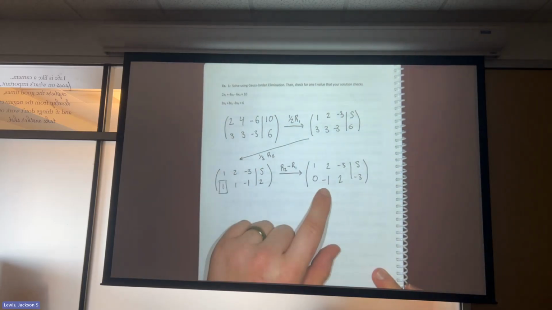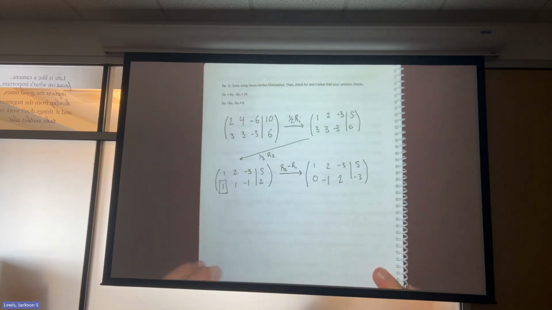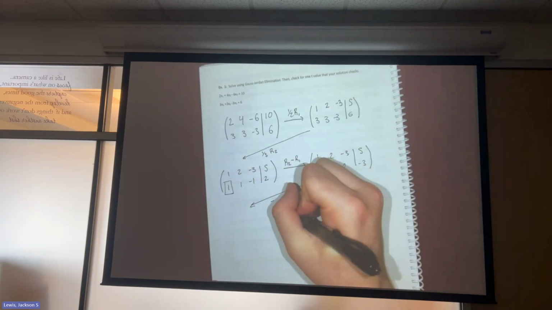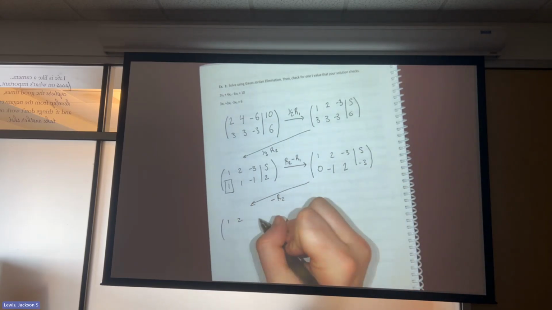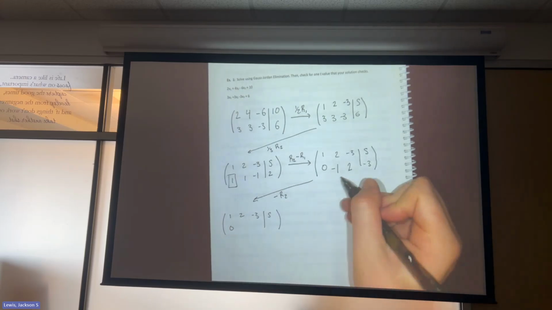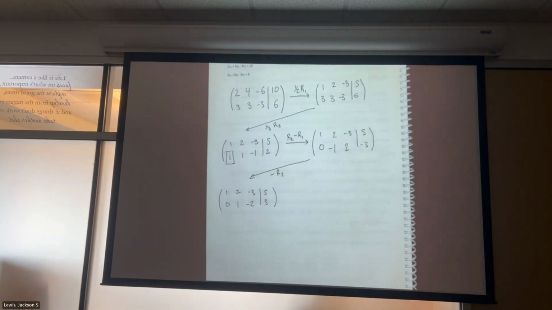And then I want this to be a positive 1, so I'm just going to multiply this entire bottom row by negative 1. So negative R2. Top row stays the same. 1, 2, negative 3, 5. I get 0, negative that is 1, negative 2, and 3. I can't simplify this any further, so I have to set one of my variables equal to a parameter.